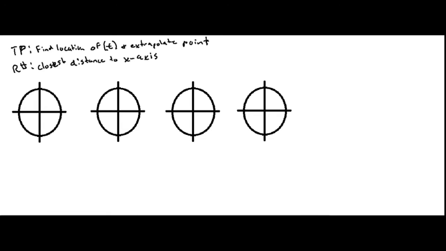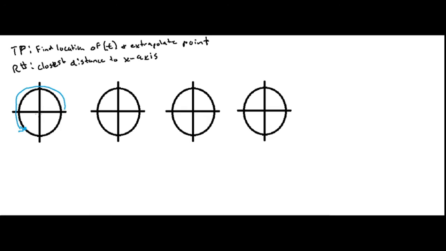In this video, I'll go over the basics of terminal points and reference numbers. So in the simplest of terms, the terminal point is the location of t, so that's going to be radians, and just extrapolate that point. So pretty much anywhere that you end up on the unit circle, say you end up right there with the amount of radians you had, it'll be at this point, and that'll be your terminal point.